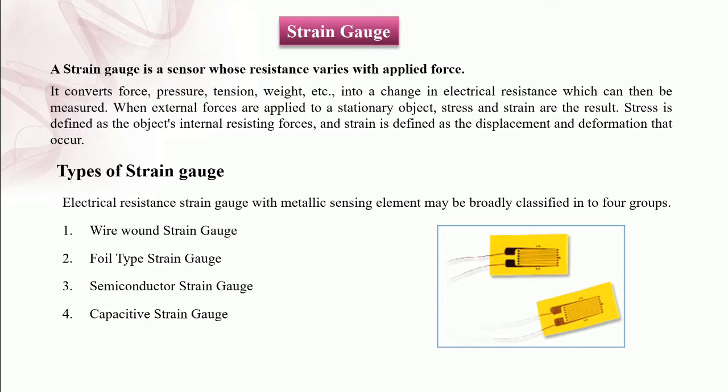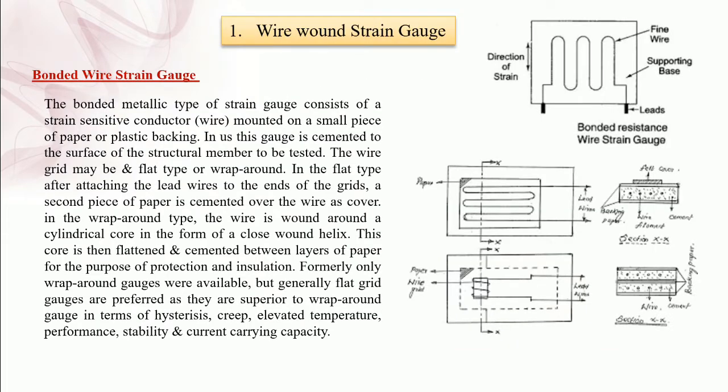Now if I consider the different types of strain gauge, there are basically four types available: wire wound strain gauge, foil type strain gauge, semiconductor strain gauge, and capacitive strain gauge. Now we will discuss the details of all of these types of strain gauge. Now in the case of the wire wound strain gauge, basically two types of wire wound strain gauge are available.